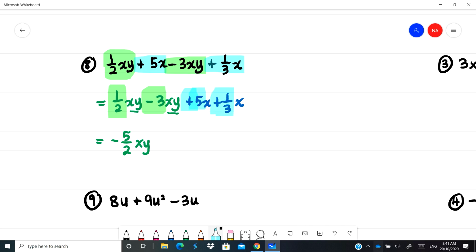Right, next one, look at this, what we call as the coefficient for this x, plus 5x, plus 5 plus 1 over 3. So pressing your calculator, 5 plus 1 over 3, we will have 16 over 3. So we'll write 16 over 3 is your coefficient for x in this case. Tak boleh tambah dua ini, sebab apa? Sebab this one xy, this one is x. So you cannot add them together, so just leave your answer like this.